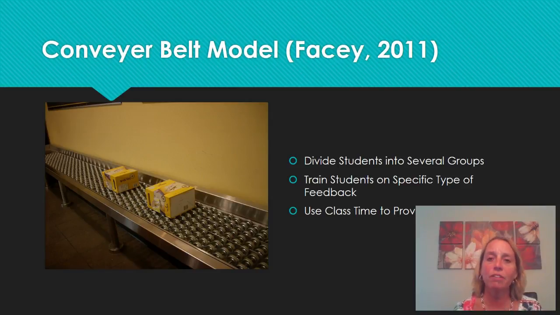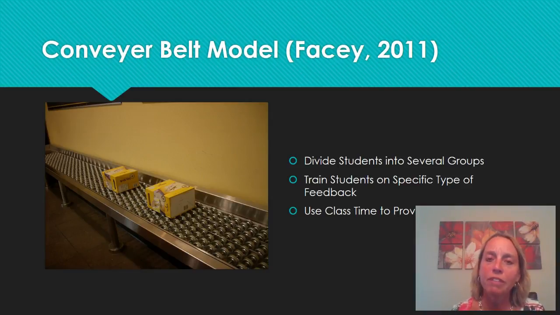When I came across this article by Facey, I was really quite intrigued because, again, I found that there's so many challenges with peer feedback that I was almost ready to kind of abandon ship on that and say, you know what, it may not be worth it. Maybe I should just provide all the feedback myself. But thinking about different ways to make it more effective really is a better approach. And Facey came up with this really great conveyor belt model. So here's how that works.